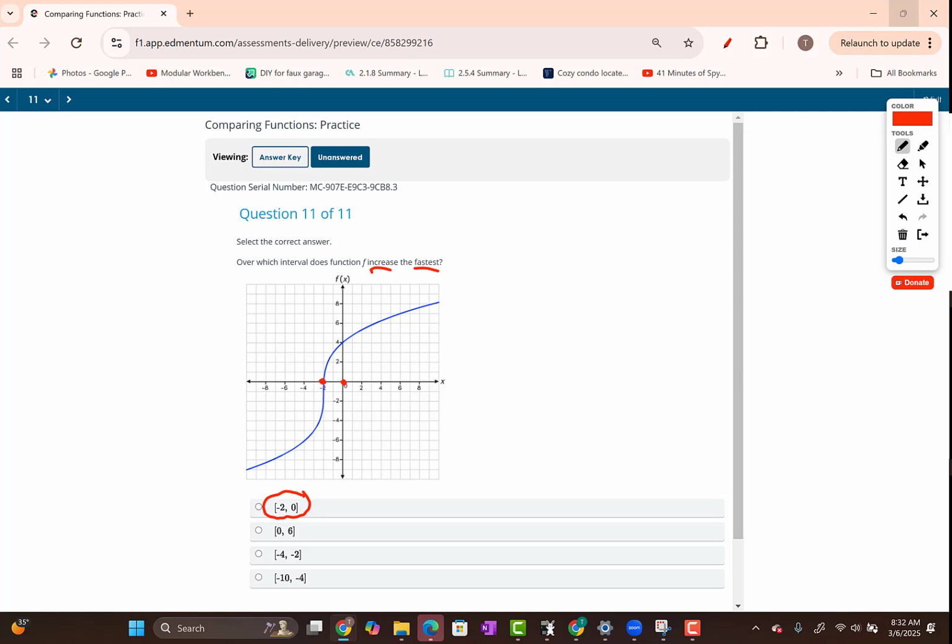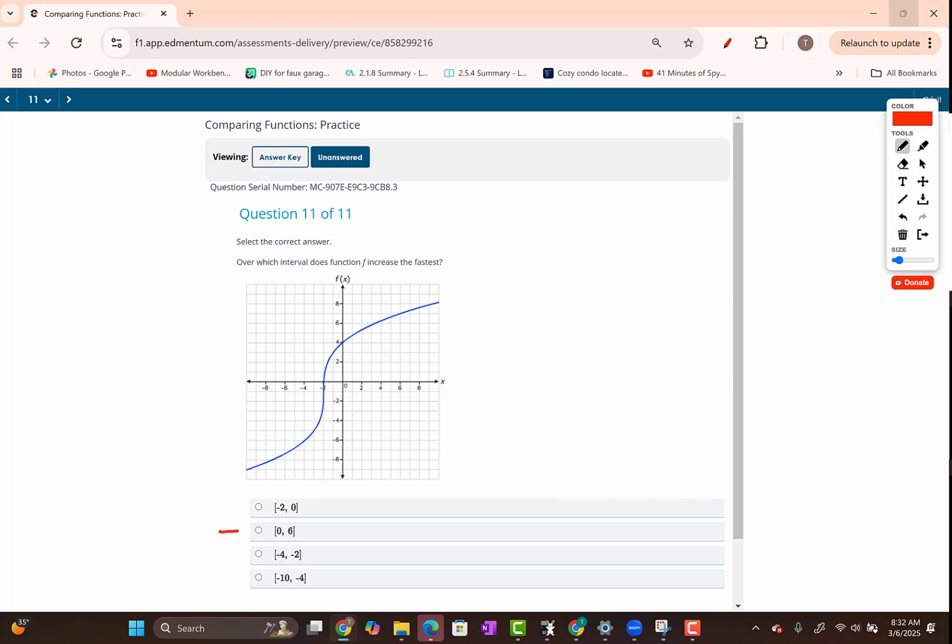x equals 0. So we're looking at this section of the graph between those two vertical lines. And as you can see, the function is increasing pretty fast in that range. It's going up very quickly. So that is a contender for the correct answer.